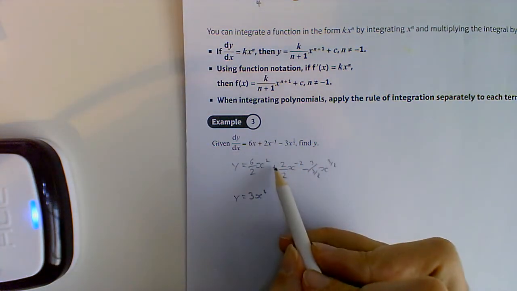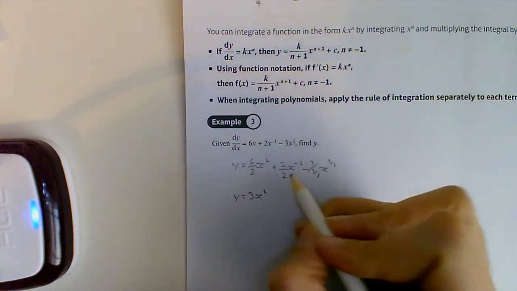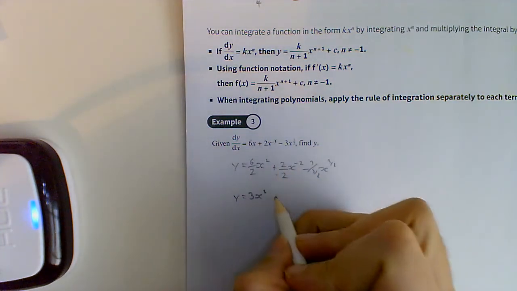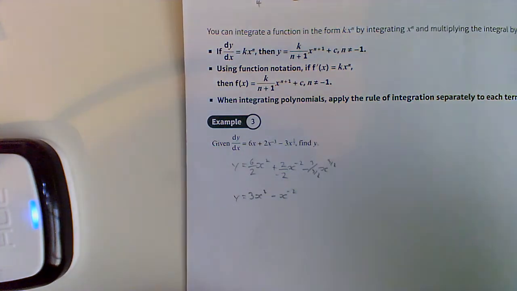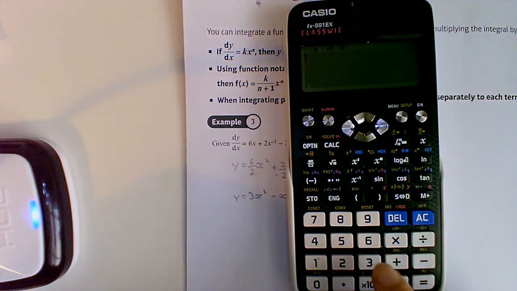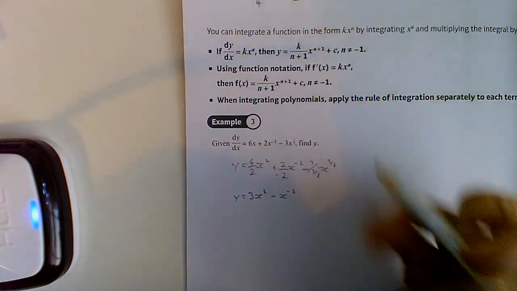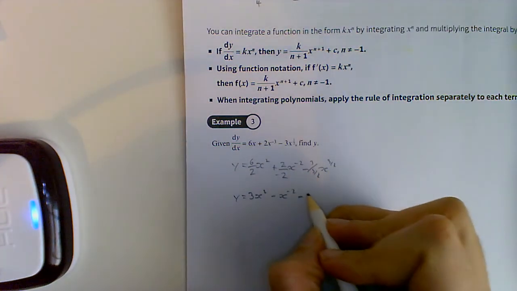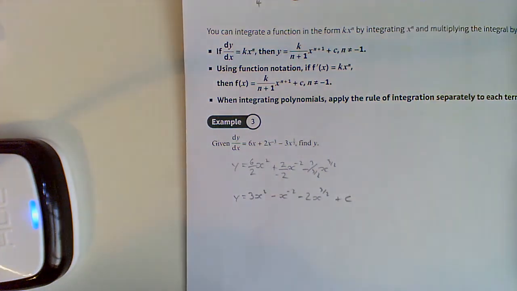Okay, this one, 2 divided by minus 2 means that they cancel out to 1 effectively, only on minus 1, which means that second term turns negative to minus x to the minus 2. And in this one, again, remember, just do this on your calculator if you need to. 3 divided by 3/2 gives me 2. And because it's got a minus in front of it, that's minus 2x to the 3/2 and plus c on the end there.